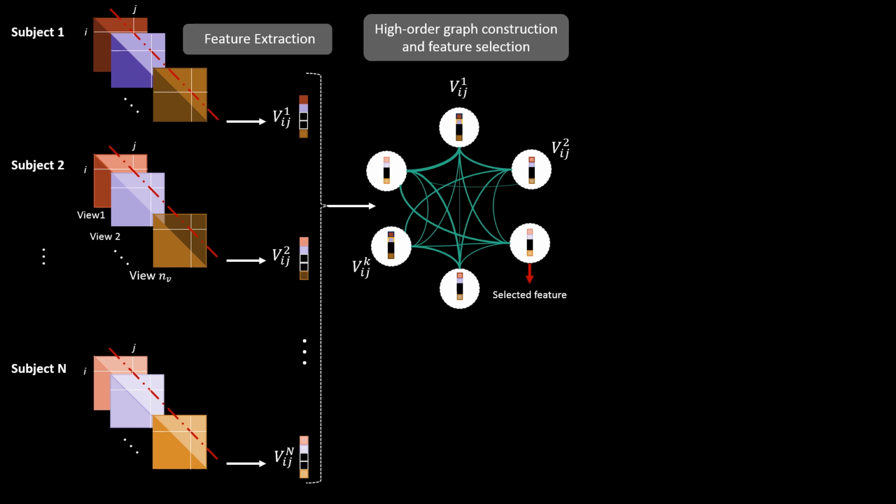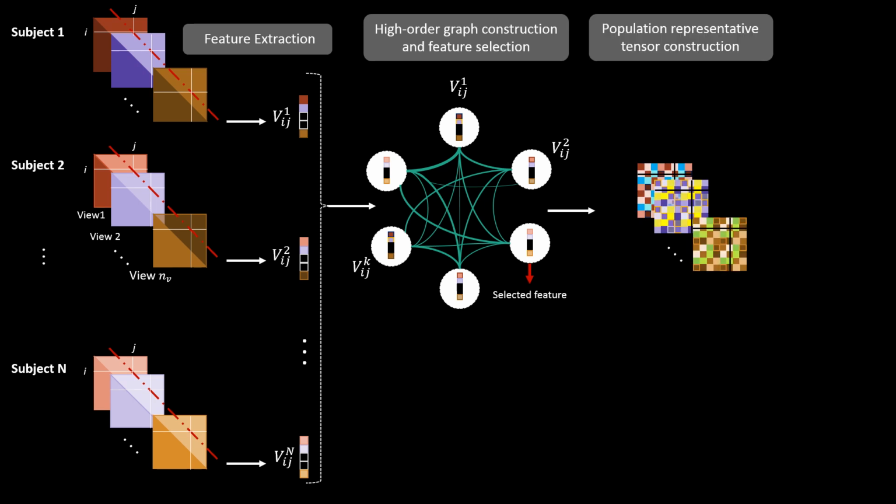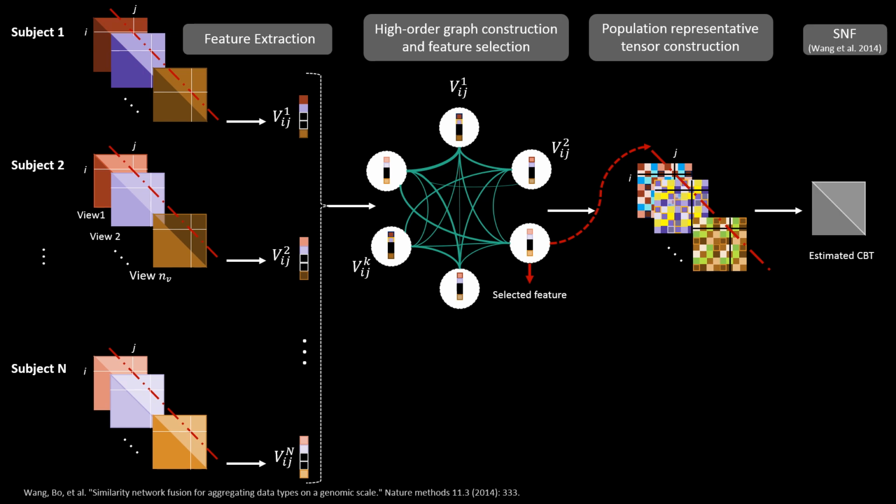As we repeat the previous steps for each pair of views, we define a set of selected feature vectors or samples, which are then used to build a population representative tensor in a mosaic way, piece by piece. Therefore, the constructed tensor only contains the most common samples across the population, ensuring centeredness and representativeness. In the ultimate step, we define the final CBT by non-linearly fusing the different views of the population representative tensor using the similarity network fusion technique (SNF) introduced by Wang et al.